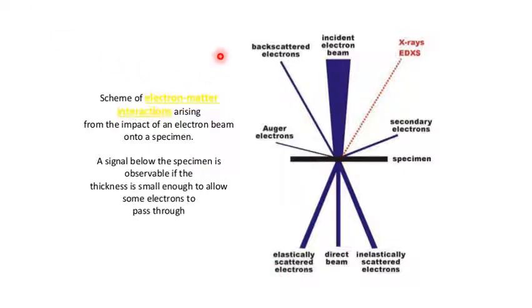The elastically scattered electrons are those electrons which are scattered by the constituent atoms in the specimen without losing their energy. And inelastically scattered electrons are the opposite, that is, they will lose some amount of energy. And the direct beam will directly pass, and this beam will not change its direction.